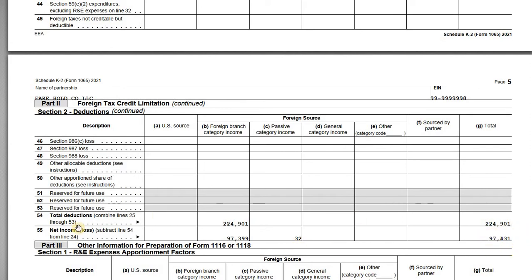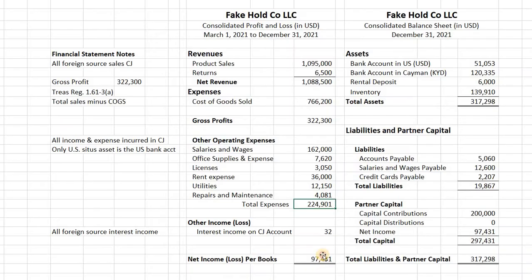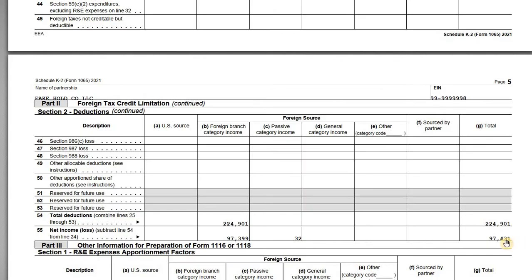So 97,431 is our net income or loss per books here. We can also see that on the 1065 and Schedule M-1. That's our net income or loss per books. That's the amount that's passive category income, and that's the amount that's ordinary trade or business income.